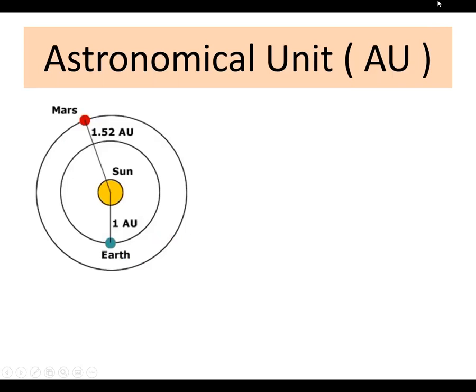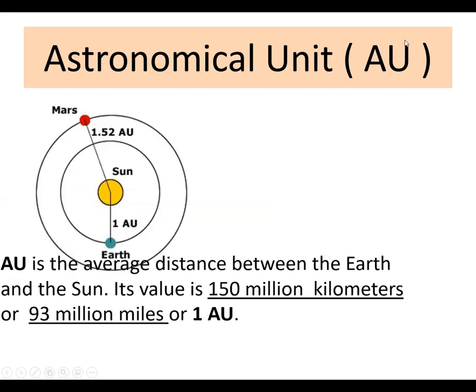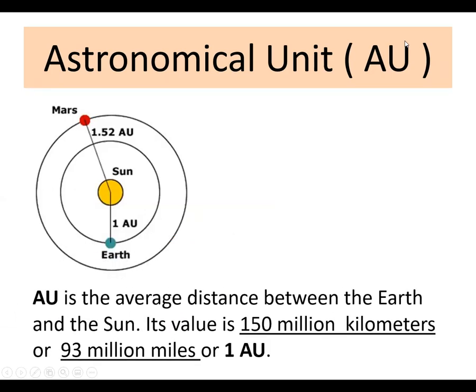Let's begin with the astronomical unit. What do we mean by the astronomical unit? Astronomical unit, or AU, is the average distance between the Earth and the Sun. The value of one astronomical unit is 150 million kilometers or 93 million miles. This is the average distance between the Earth and the Sun. We use the astronomical unit to measure distances in the solar system.